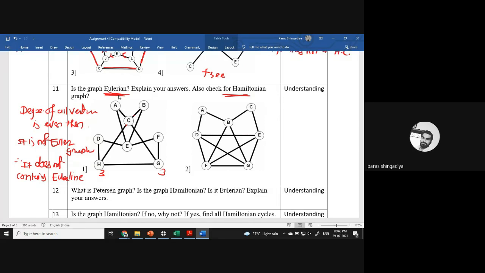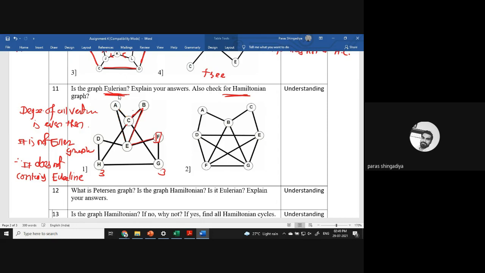You can start with any vertex. Let's start with F. Clear? So F to E, E to B, B to C, C to A, to E again. So now that's not possible. You cannot repeat the E that you already used. Now you cannot repeat this vertex. Clear? So this route is not possible.